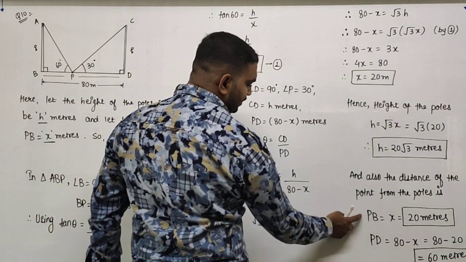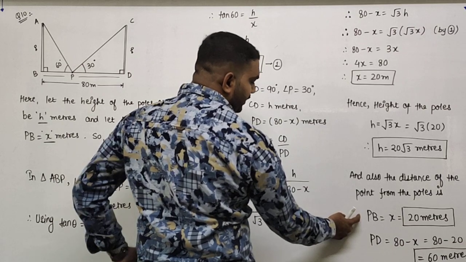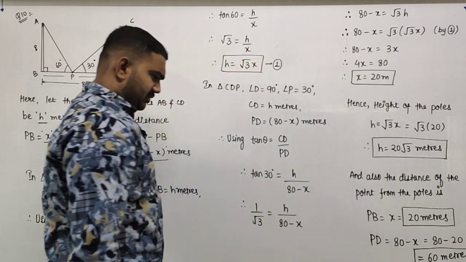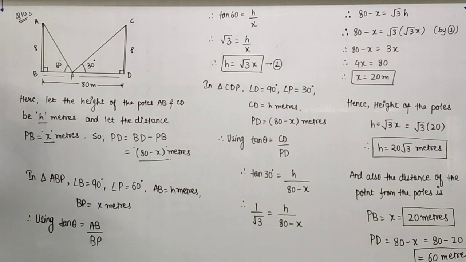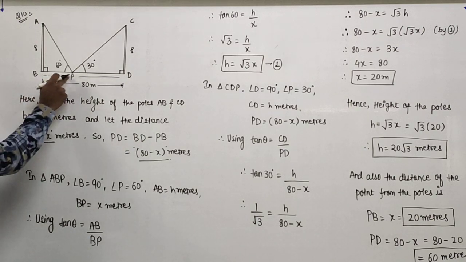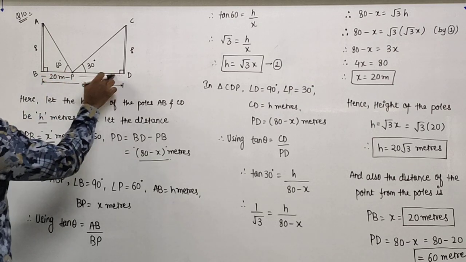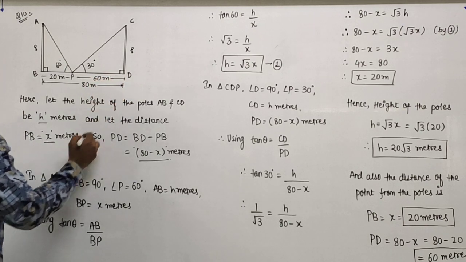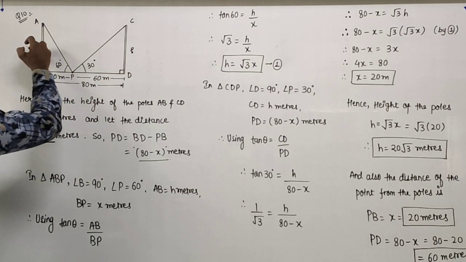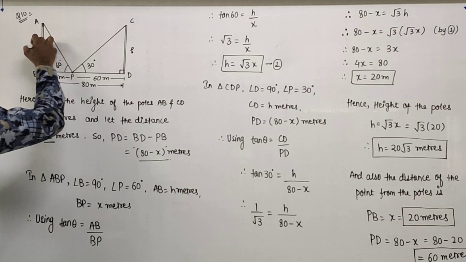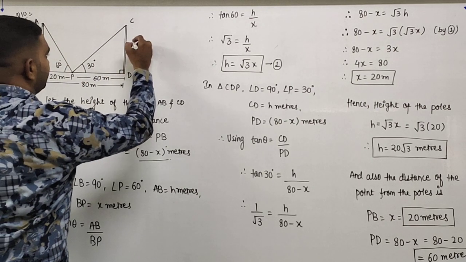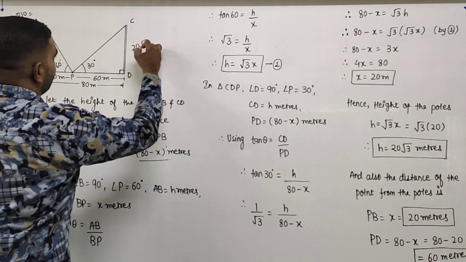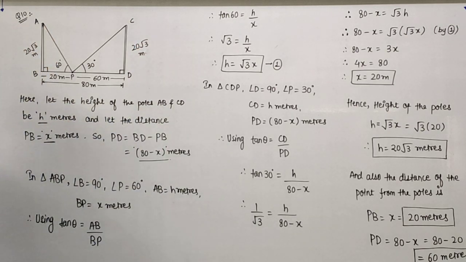Distance from the poles. Taking point P, from the pole AB the distance is 20 meters and from the CD pole the distance is 60 meters. So in the figure, this will be 20 meters and here this will be 60 meters. This height we got is 20 root 3 meters and on this side also 20 meters. So these are our final answers.